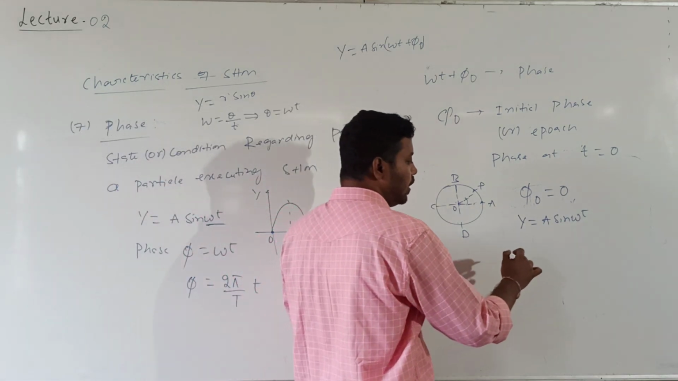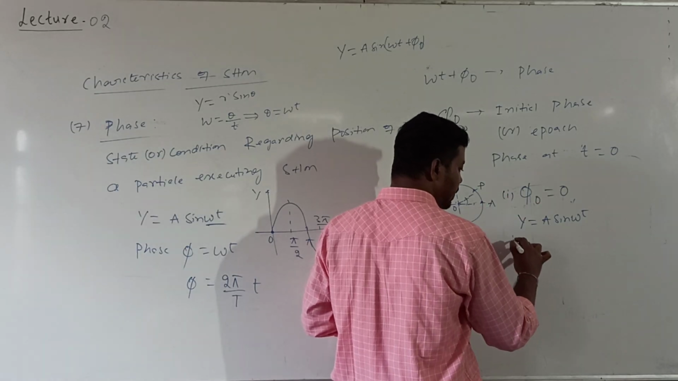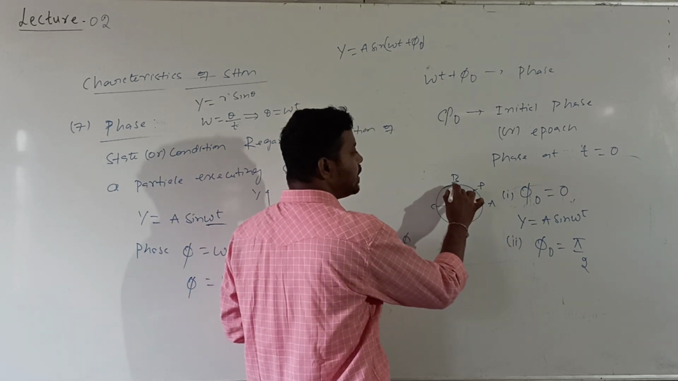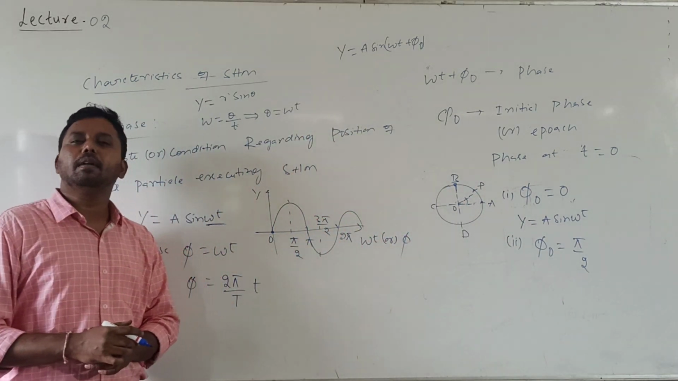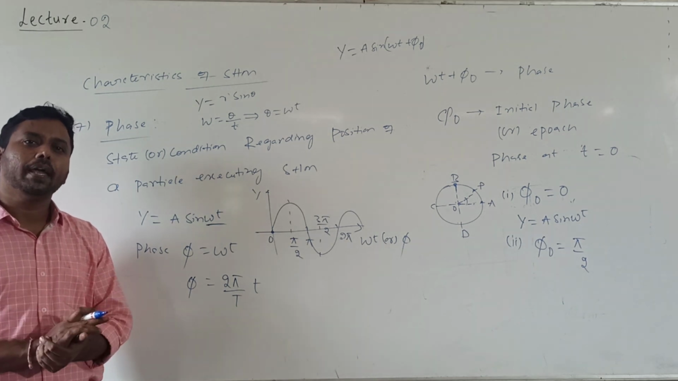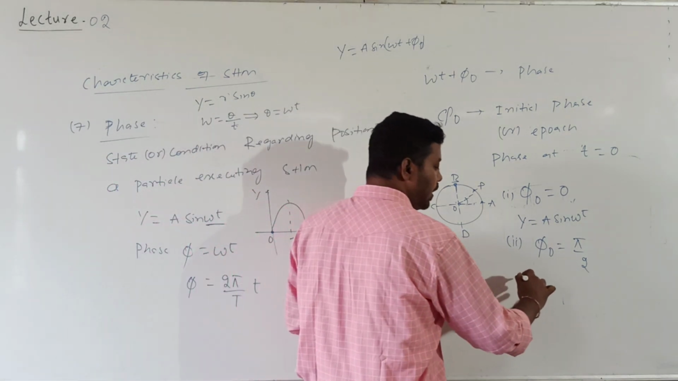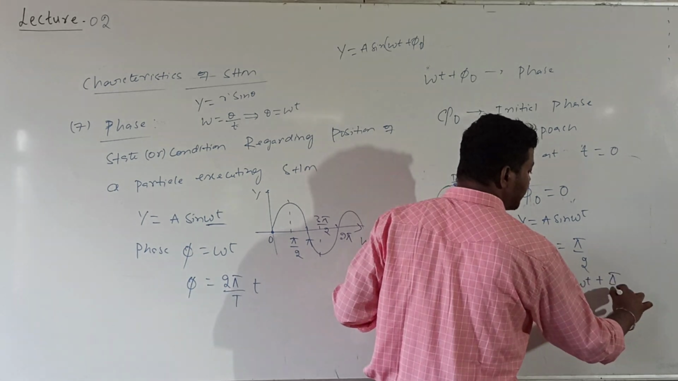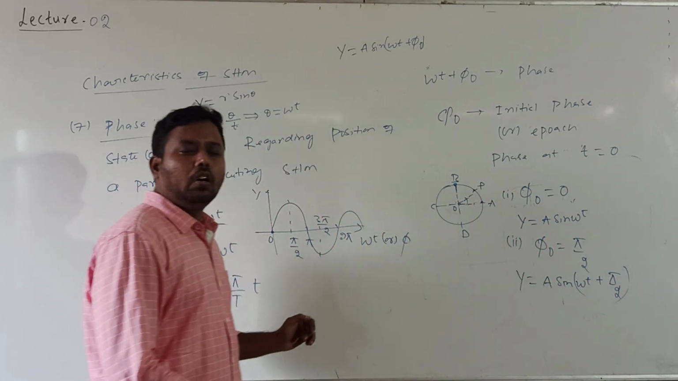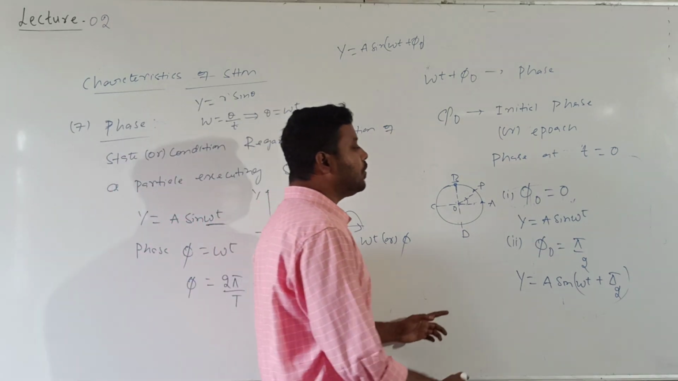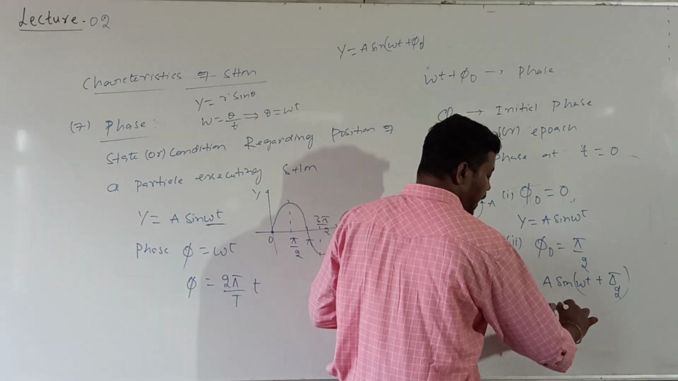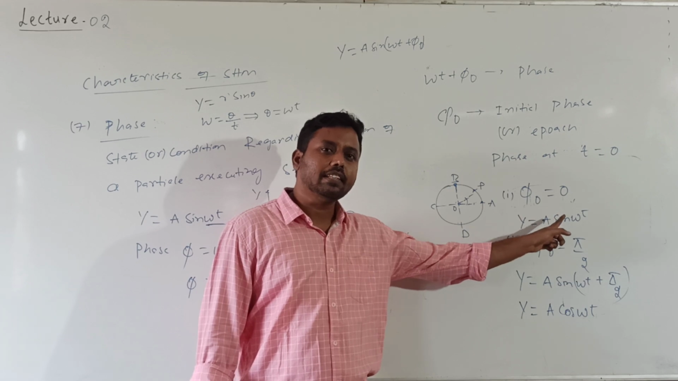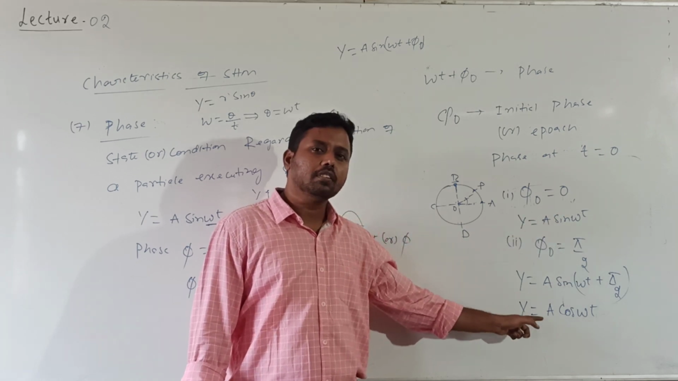This is the first case. Second case: if the particle started the journey from the extreme position, initially the particle was at B. Whenever the particle was at B, theta perpendicular is also at B. So that time the displacement is y is equal to a sin(omega t plus phi naught), with phi naught equal to 90 degrees. Sin of 90 plus theta is cos theta. So we get y is equal to a cos omega t. Always you will not get y is equal to a sin omega t. It may also be a cos omega t.